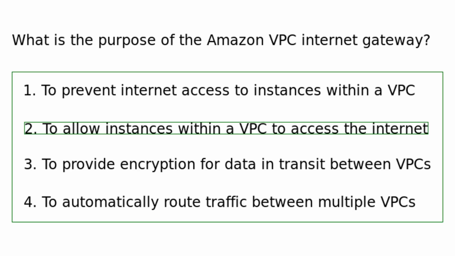The Amazon VPC Internet Gateway allows instances within a VPC to access the Internet by providing an entry and exit point for traffic destined for or coming from the Internet, enabling communication with external resources.